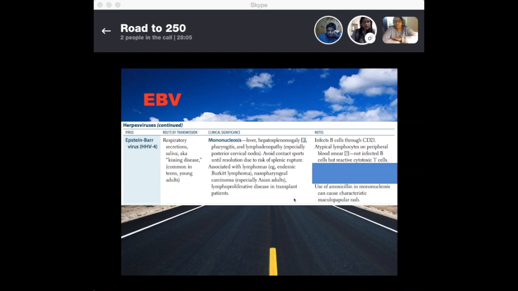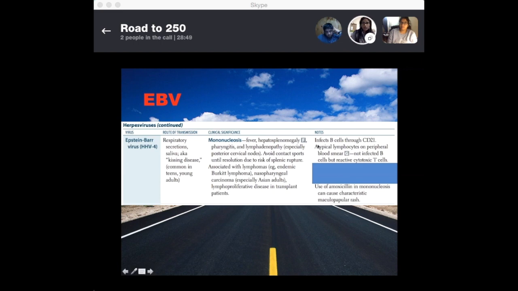And along with the fever and hepatosplenomegaly, you see pharyngitis. So patients will describe symptoms of hurting when they swallow, and lymphadenopathy. The infectious process for EBV is essentially transmitted by respiratory or saliva secretions, and you see the lymphadenopathy, especially in the posterior cervical nodes, but it doesn't mean that you might not also see just generalized lymphadenopathy in these patients.